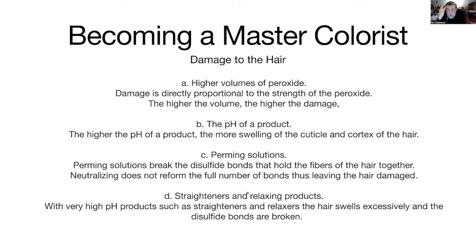And then straighteners and relaxing products. Because they have very high pH, these products, straighteners and relaxers, do excessive swelling, and the disulfide bonds are broken. So straighteners and relaxers are really some of the most damaging to the hair when they're used improperly. There are ways of using straighteners and relaxers that are less damaging to the hair, but that's another topic altogether.